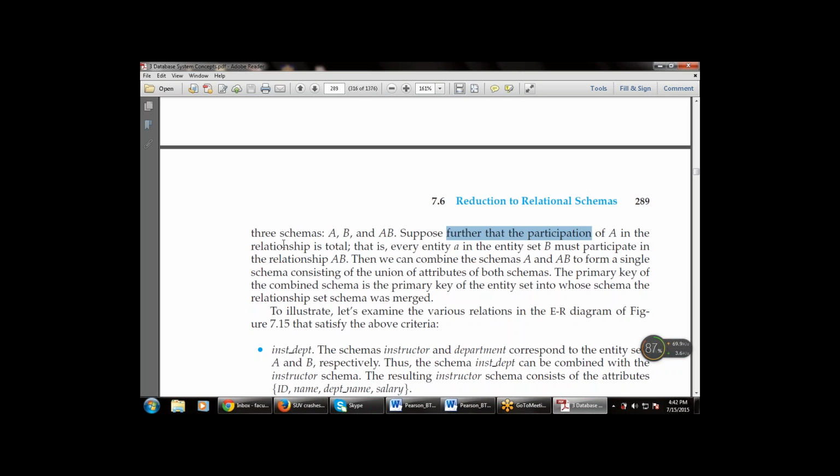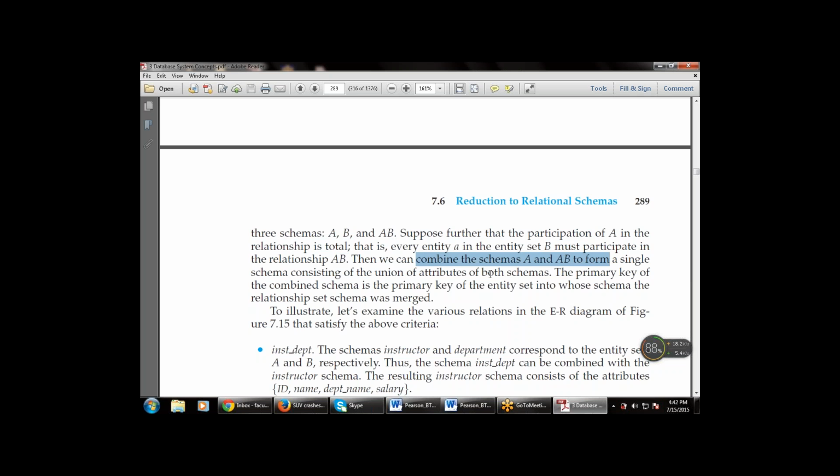Suppose the participation of A in the relationship is total. That is, every entity in the entity set A must participate in the relationship AB. Then we can combine the schemas A and AB to form a single schema consisting of the union of the attributes of both schemas, A and AB.